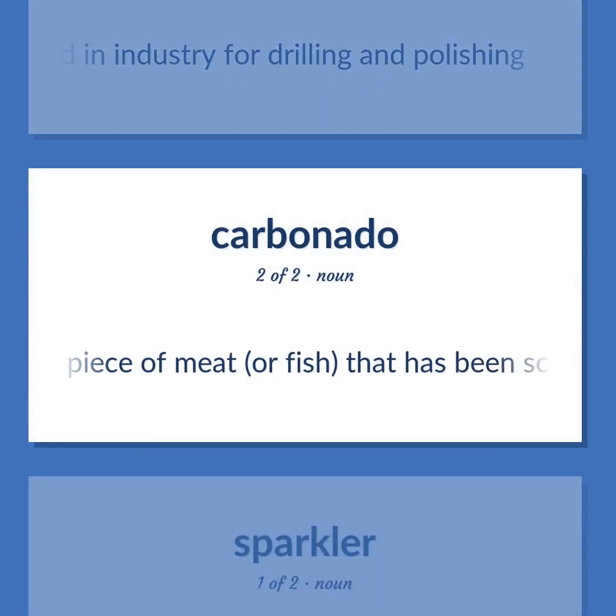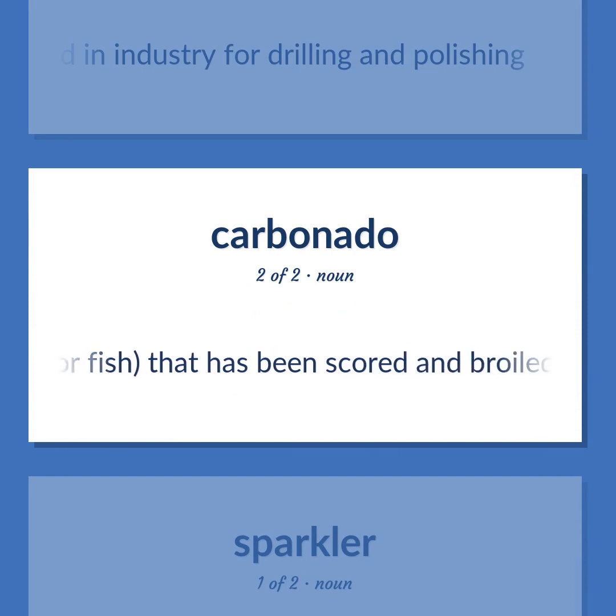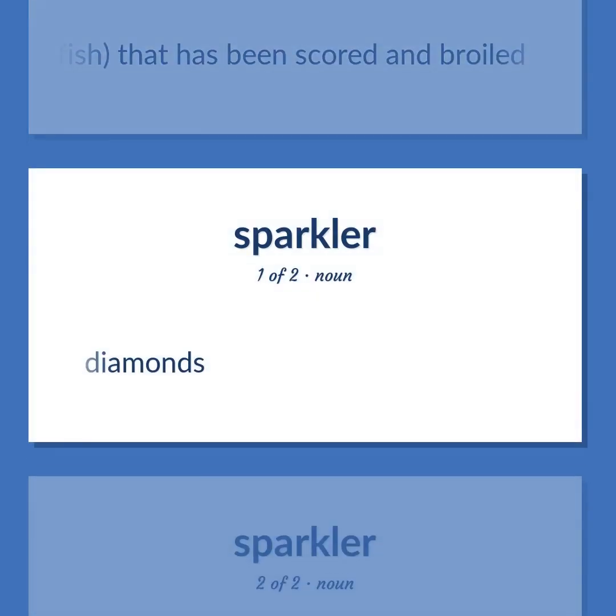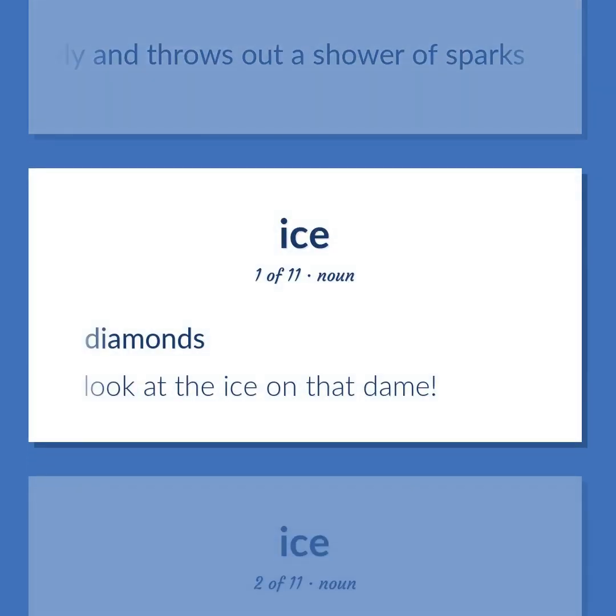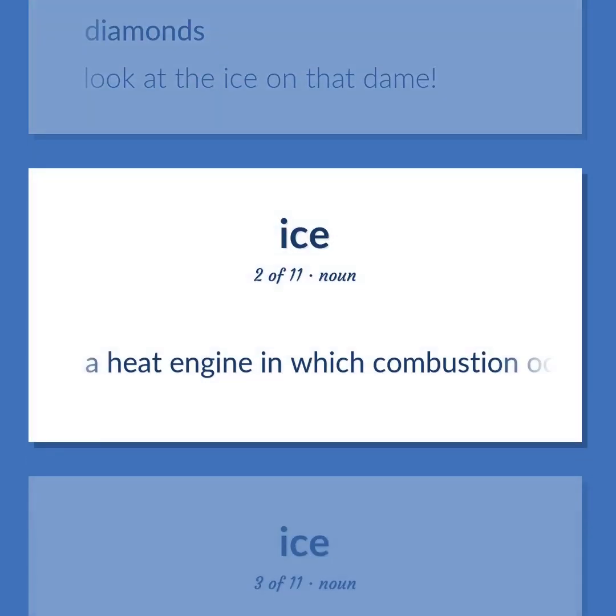A piece of meat, or fish, that has been scored and broiled. Diamonds. A firework that burns slowly and throws out a shower of sparks. Diamonds. Look at the ice on that dame. A heat engine in which combustion occurs inside the engine rather than in a separate furnace. Heat expands a gas that either moves a piston or turns a gas turbine.